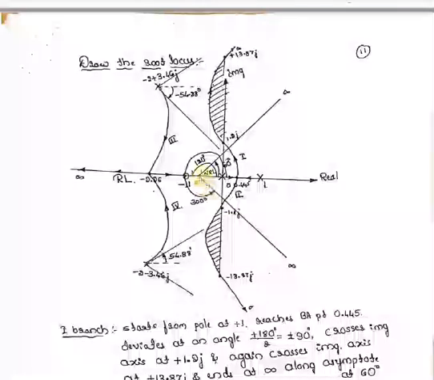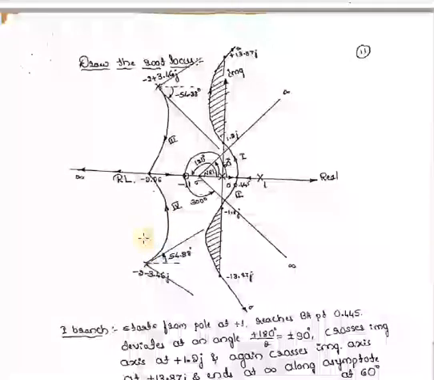After that, you need to mark the intersection of the roots with the imaginary axis. One is at 1.2 j, another is at 13.87. Then for these complex poles you need to mark the angle of departure. So for this pole it is minus 54.88, draw that line, and for this pole it is plus 54.88, draw that line.